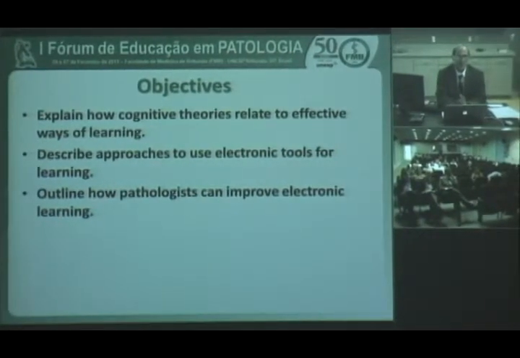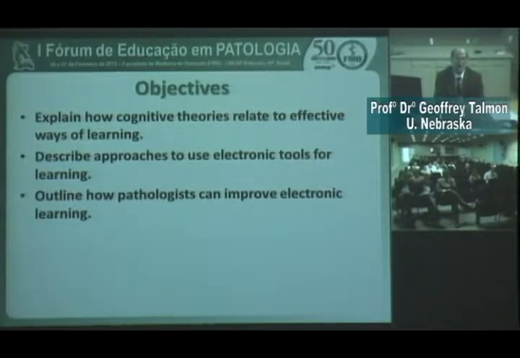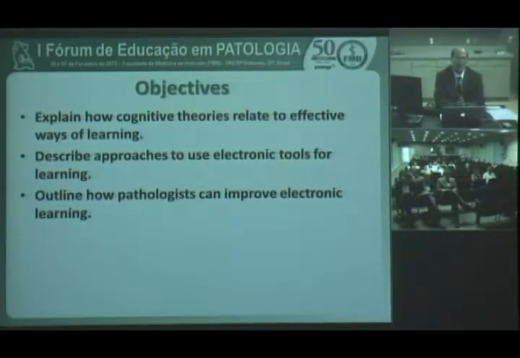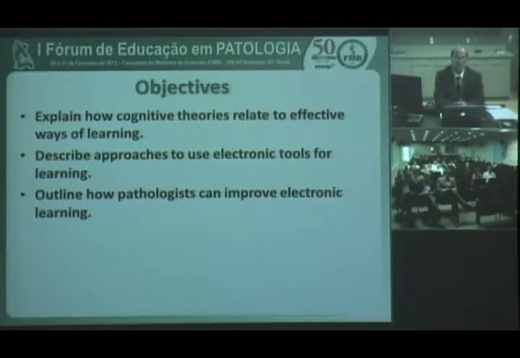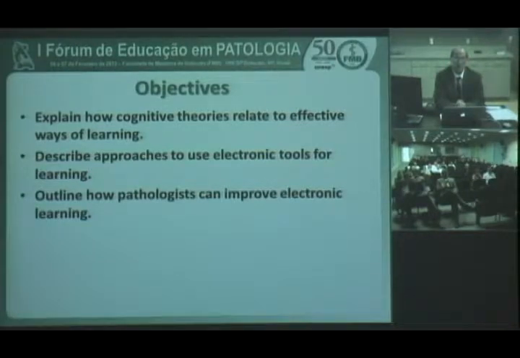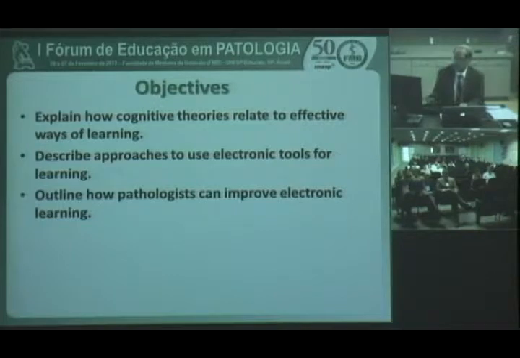This talk is going to focus primarily on learning theory in relation to instructional technologies. If we can understand how people learn or not, then perhaps we can design appropriate educational strategies. So we will be looking at cognitive theories and how those affect learning. And in that regard, once we know how people learn, how can we develop electronic tools for learning, or how do they affect learning? And then what is the role of pathology in that process?